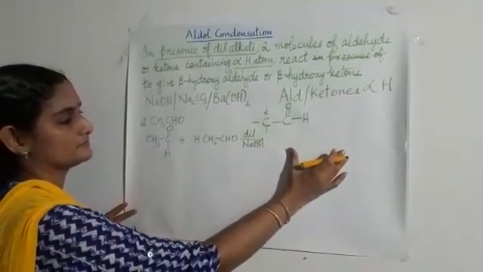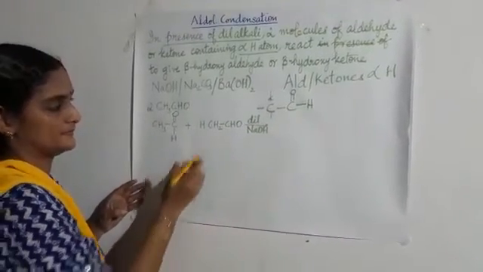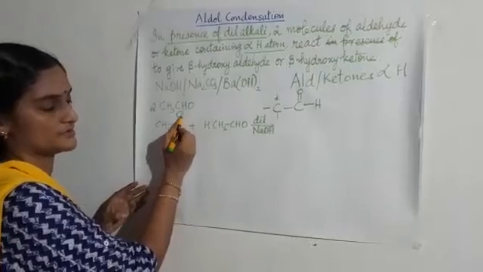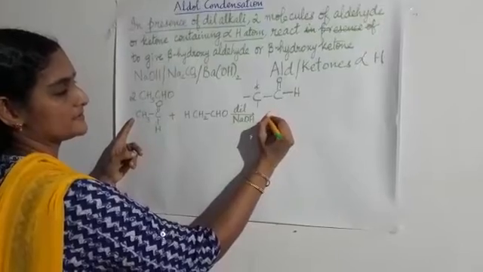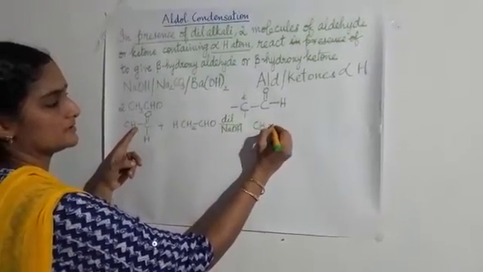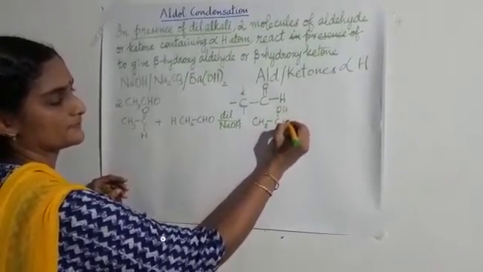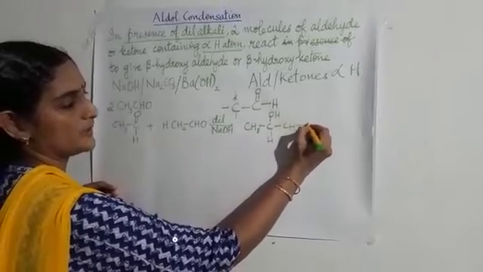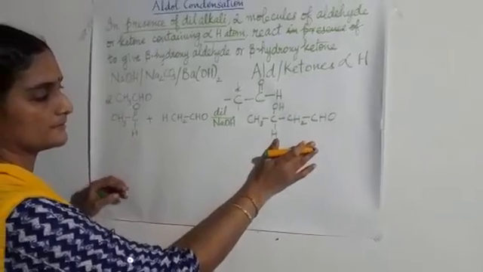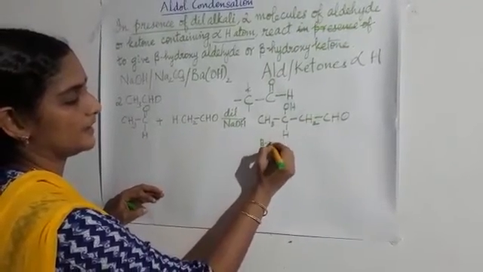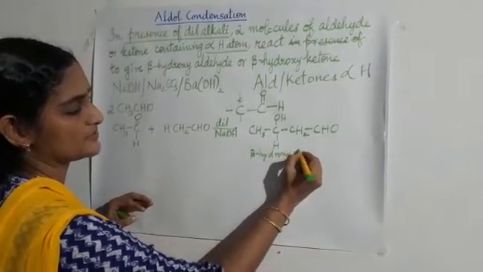Now we can write the product. When we write the product, we can take it like this. We can place this hydrogen on oxygen. Then the product is CH3CHOH CH2 and CHO. Now this is called beta hydroxyaldehyde.